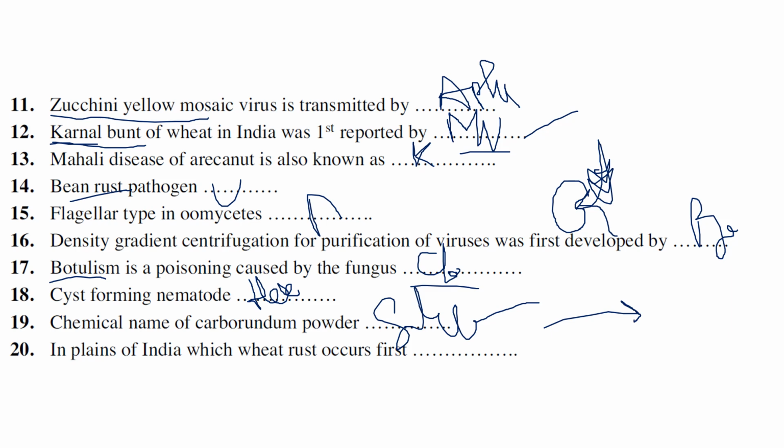The next one: in the plains of India, which wheat rust occurs first? Generally in India, yellow rust occurs first, especially in Punjab, parts of Jammu and Kashmir, and the coldest parts of the northwest. So in India, the first rust to occur is yellow rust.